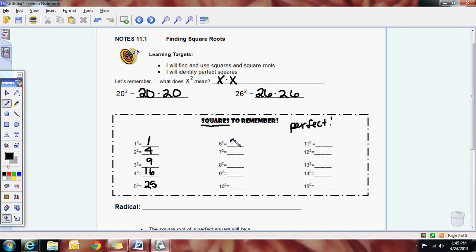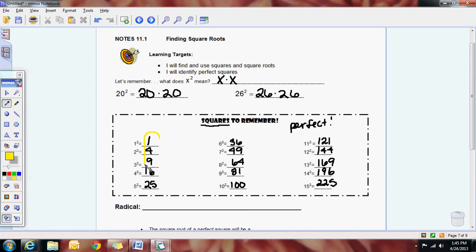6 times 6, 7 times 7 is 49, 8 times 8 is 64, 9 times 9 is 81, 10 times 10 is 100. Here's where it gets a little tricky. These are harder to remember. 11 times 11 is 121, 12 times 12 is 144, 13 times 13, 169. I always remember these two because it's like they're flip-flopped. And then 15 times 15 is 225. So those are the numbers.